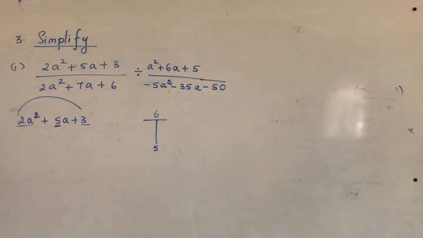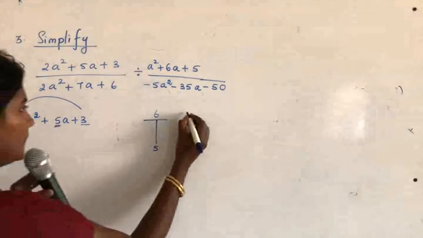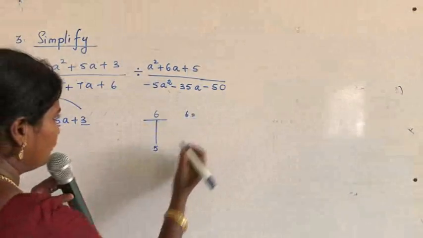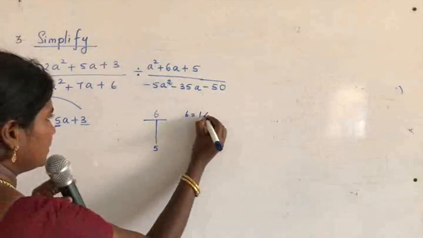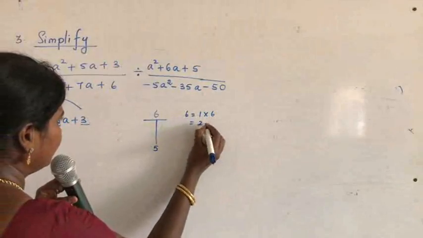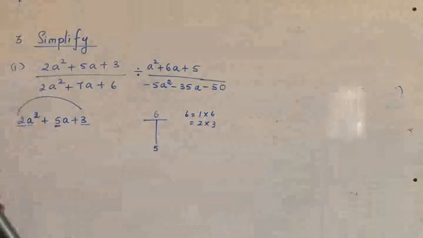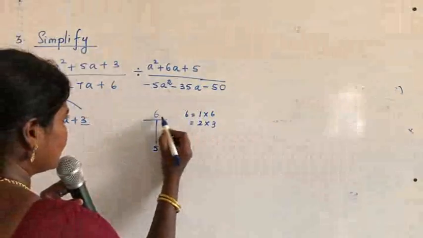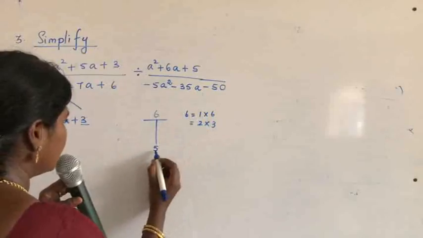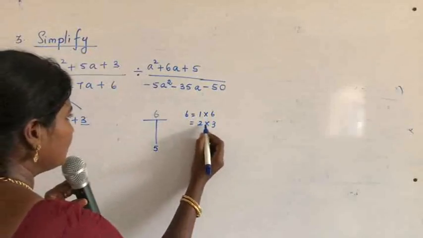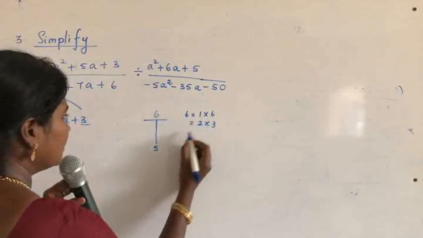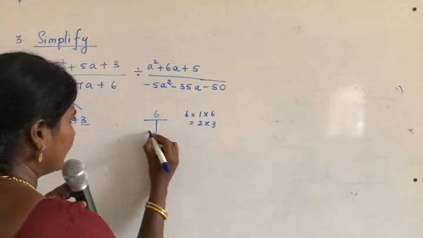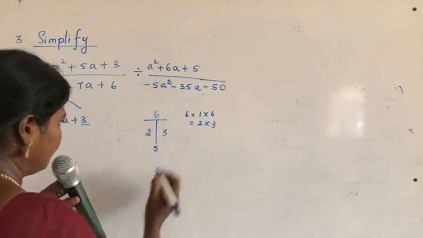So now what we are going to do? We are going to express 6 as the product of two numbers. It is 1 into 6, 2 into 3. So which numbers are we going to choose here? 1 into 6 gives you 6, but the sum doesn't give you 5. 2 into 3 gives you 6. The sum gives you 5. So we'll take the numbers as 2 and 3.